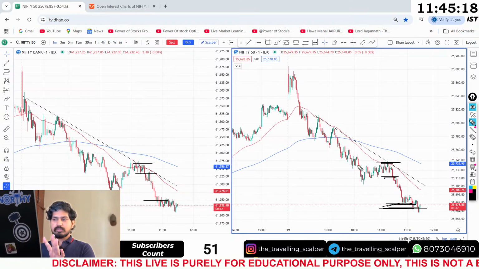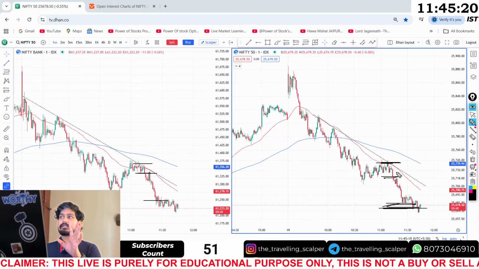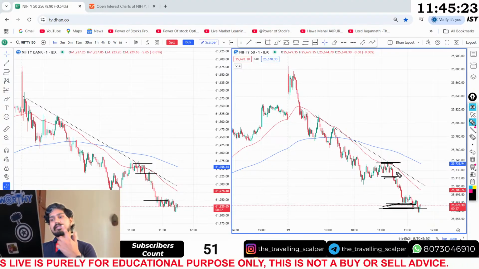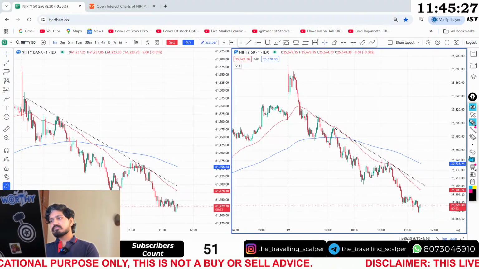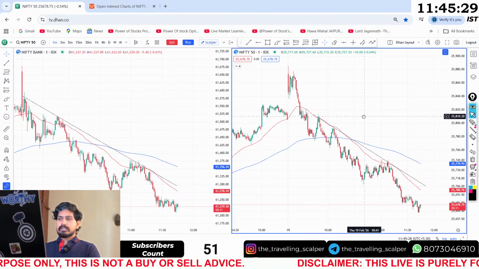But for the second half, we'll discuss in detail what kind of trade we can get, and then try to get into quick scalping trades over here. Okay, this is just a small overview.